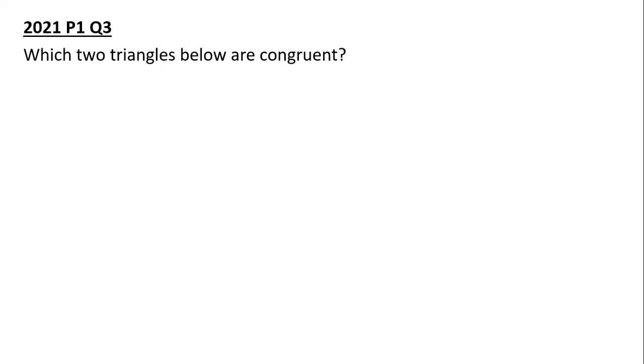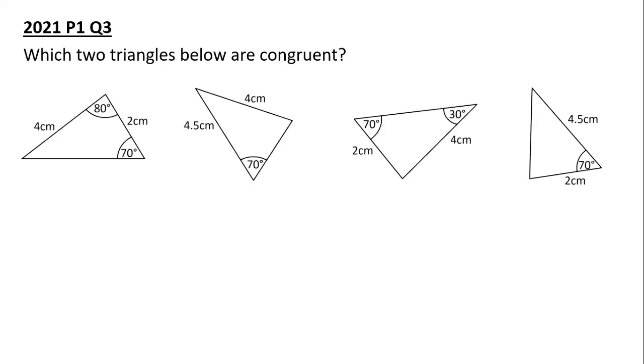2021. Which two triangles below are congruent? We have triangle 1. We'll call that 2, we'll call that 3, and we'll call that 4. So congruency can be direct, where you just slide figures on each other and they are able to fit on each other, or it can be indirect, where you have to rotate a figure so that it fits on the other exactly. So we'll start step by step.